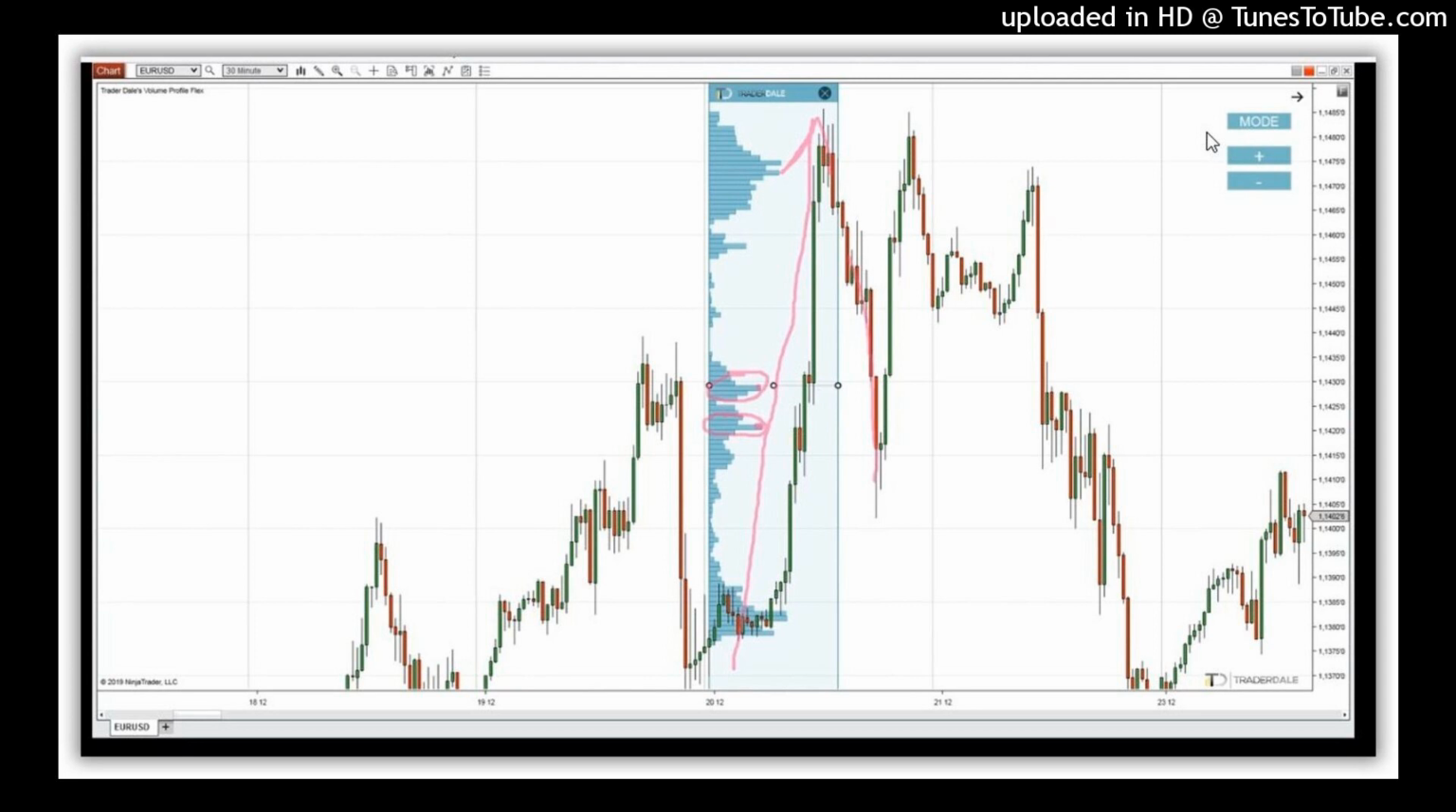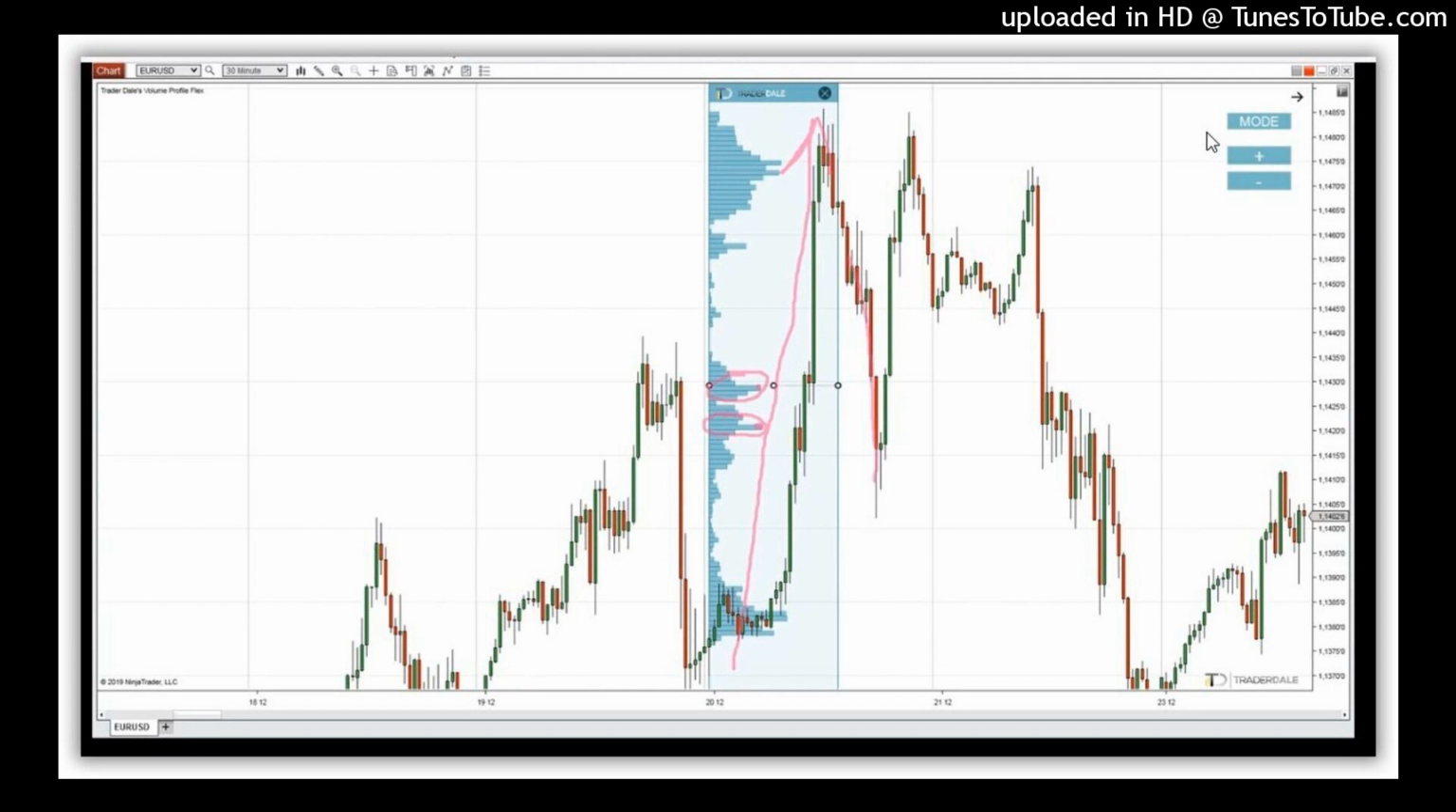So the last example on the euro will be this strong uptrend. So let's move the profile over the whole trend to see how the volumes were distributed. Let's make it like this so we can see more in detail. As you can see, there are several significant volume clusters in the uptrend. So let's have a look at them one by one, all right?